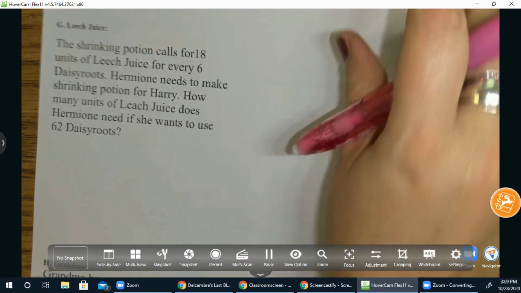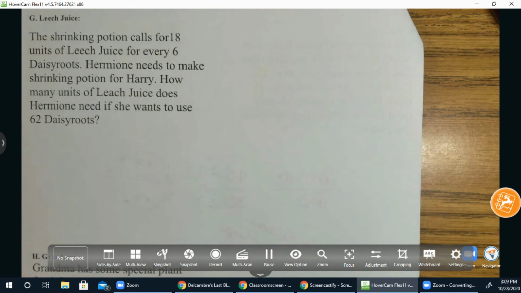F, G, oh, this is one. That's for my little friends who like Harry Potter. And there is a typo, and we still are discussing which way is correct to spell leech.